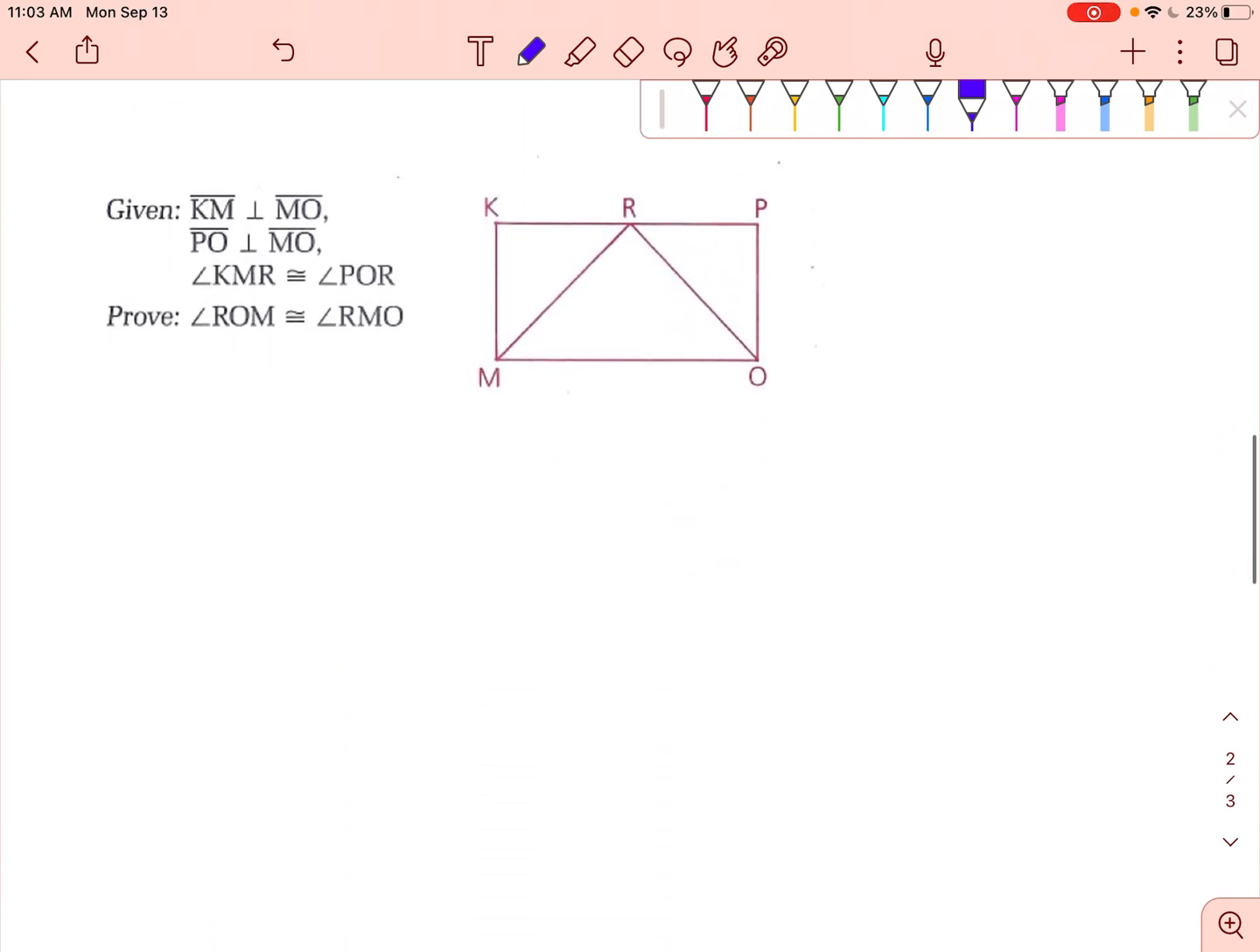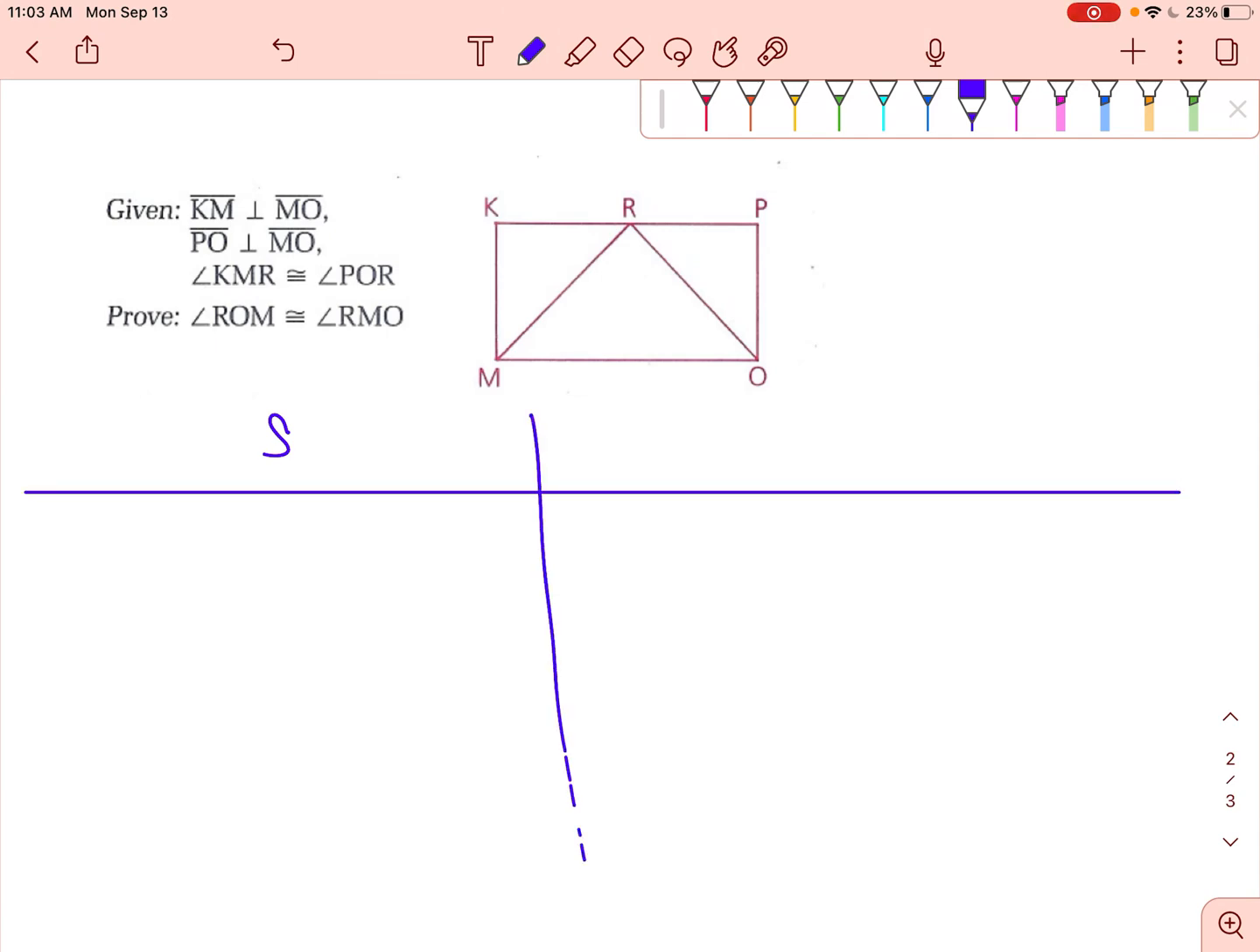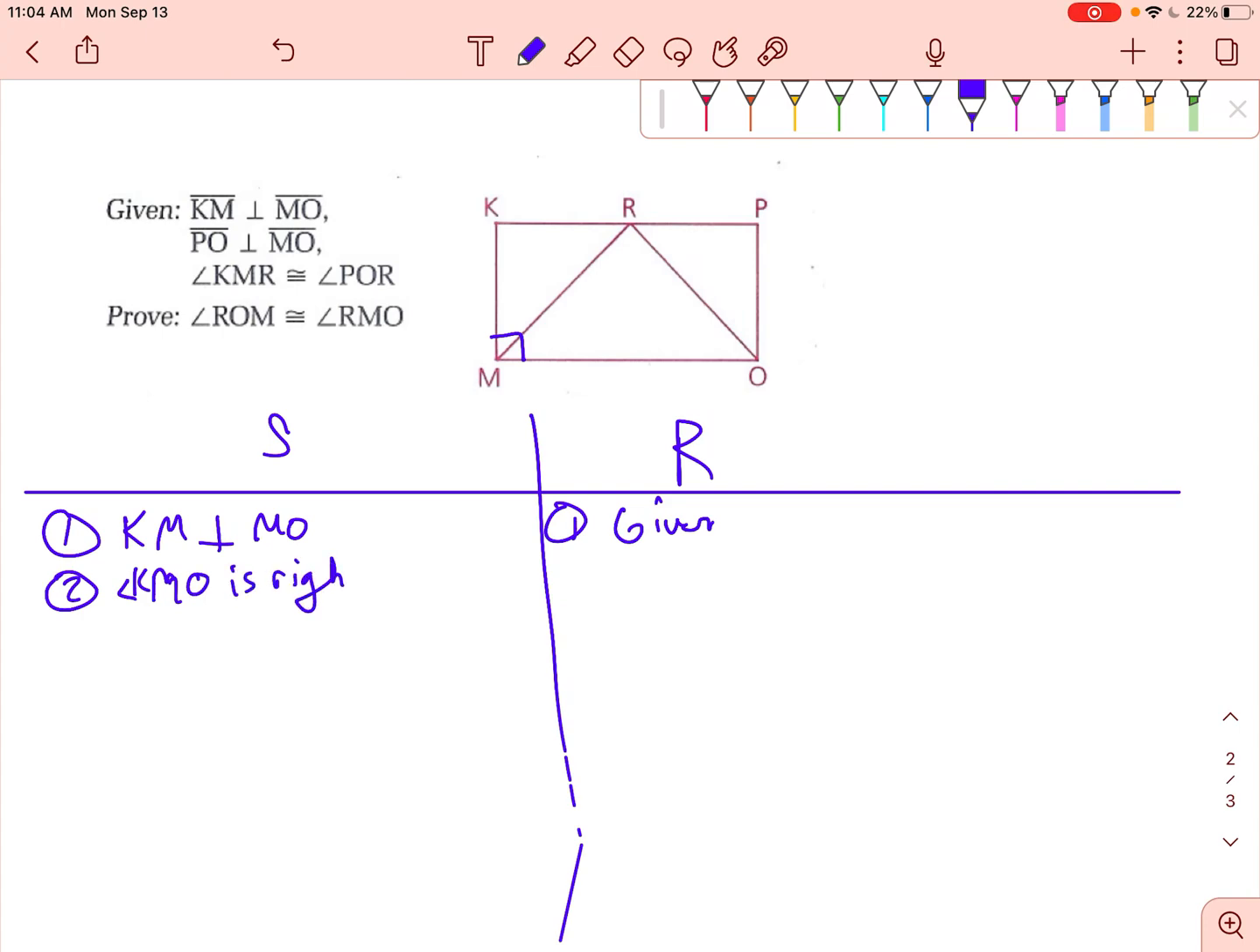And I'm going to show you what a proof would look like. Of course, we're on these theorems, so we're going to practice these theorems. Let's go ahead and take a look at our statements and our reasons. For number 1, I am going to put KM is perpendicular to MO, and that is given. My next thing is I'm going to draw a conclusion from that. If KM is perpendicular to MO, that means I have a right angle. So angle KMO is right.